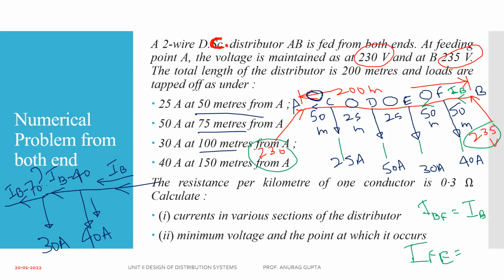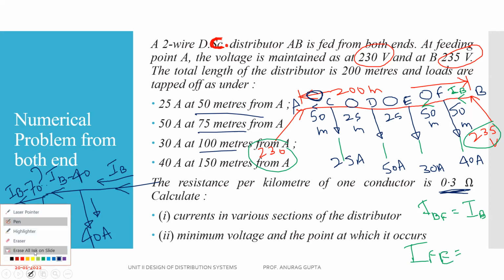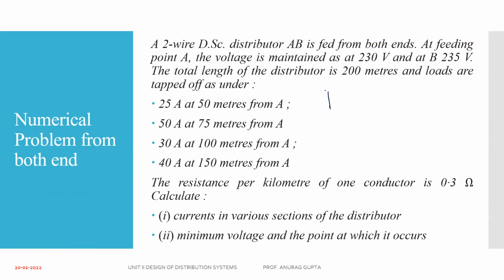Now the resistance per kilometer of one conductor they have given. You can see 0.3 ohm resistance for 1 kilometer they have given. Clear? So this was your finding the current equation. Now how can you find resistance? So resistance they have given 0.3 ohm per conductor. So first of all, this is a two-wire system.